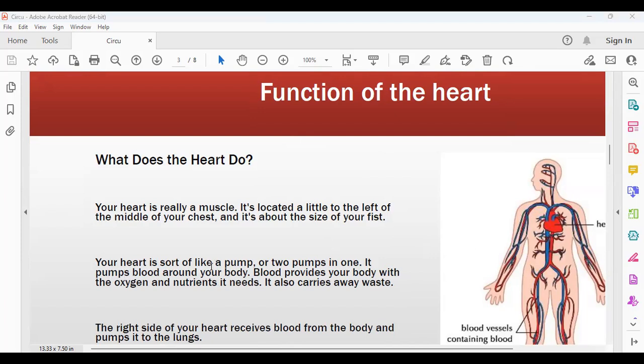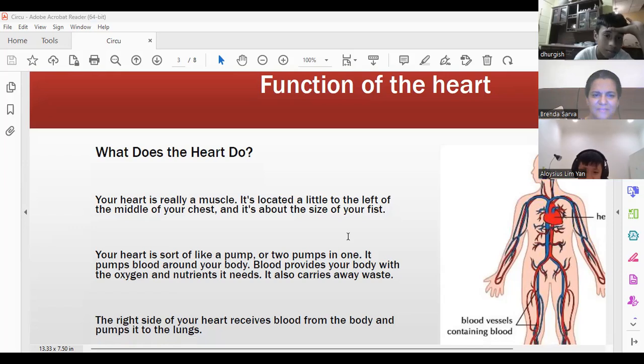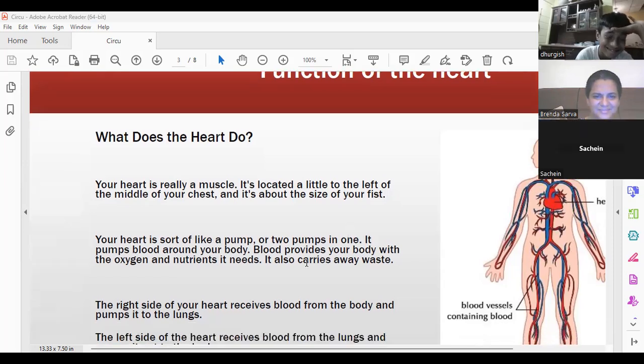Your heart is sort of like a pump, or two pumps in one. It pumps blood around your body. Blood provides your body the oxygen and nutrients it needs. It also carries away waste.